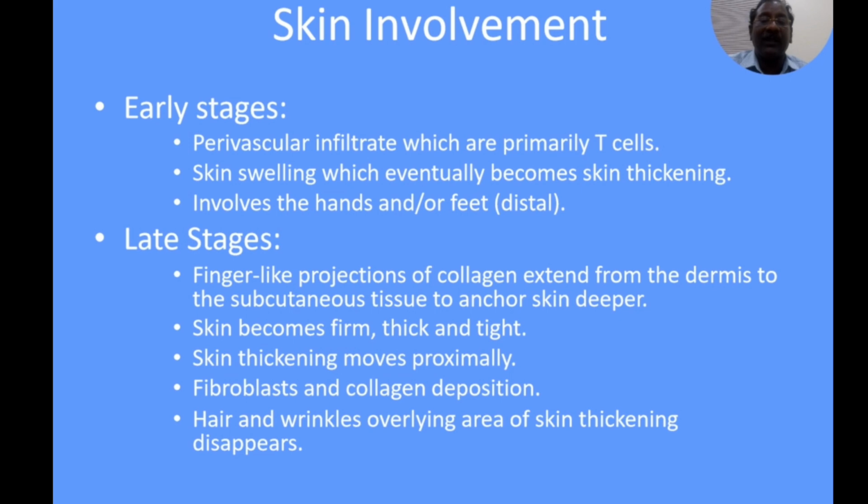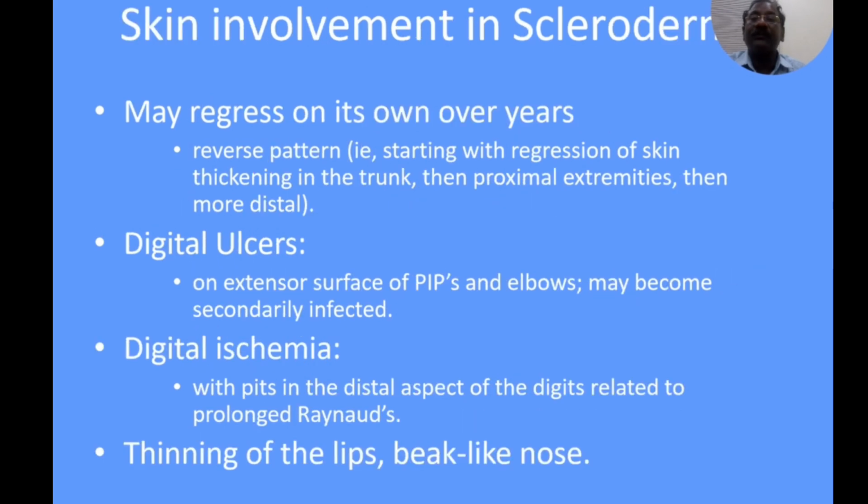Hair and wrinkles overlying the area of skin thickening disappear, almost like a masked face. So the nose will be very sharp, and the mouth will be very small, and the nasolabial folds will disappear, and almost the face looks like a mask, an expressionless face. Skin involvement in scleroderma may regress on its own over the years, in a reverse pattern. Sometimes, it starts with regression of skin thickening in the trunk, then the proximal extremities, and then the more distal. Distal ulcers appear on the extensor surface of the proximal interphalangeal joints and elbows. Sometimes, they get secondarily infected also.